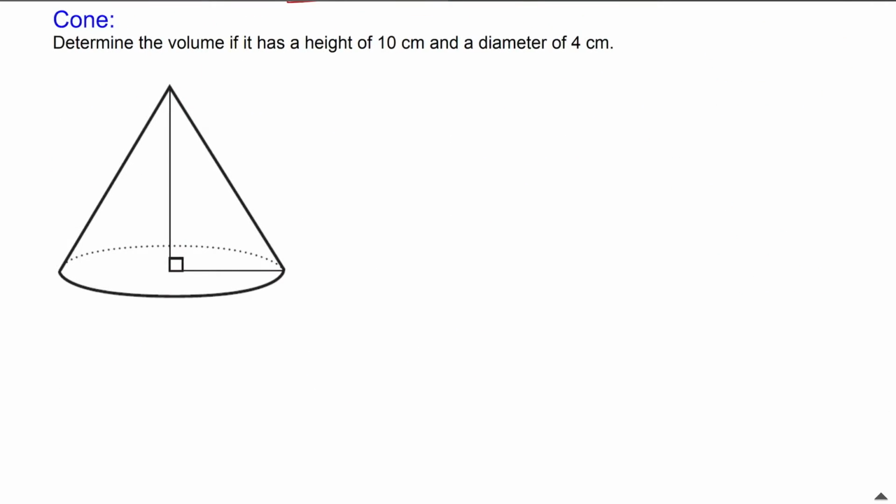All right, in our next example, we want to find the volume of a cone if it has a height of 10 meters. So here we'll label this as a height of 10 meters and a diameter of 4 centimeters. We know from here to here, it has a diameter of 4 centimeters. That means our radius would have to be 2 centimeters, because our radius is always half of the diameter. So we can label this here as 2 centimeters.